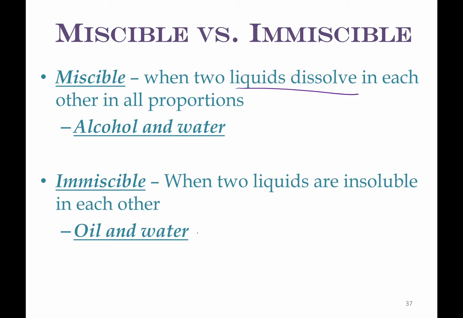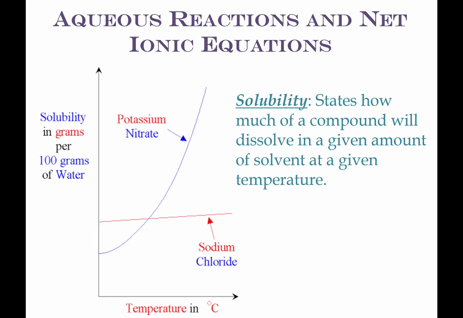Immiscible would be something like oil and water. They are not going to be soluble in one another. So if you use dressing or something like that, you always have to shake it before you use it because they are not soluble in one another and they're going to constantly be falling out of solution. So solubility for a substance is determined by temperature as well as how much solvent.